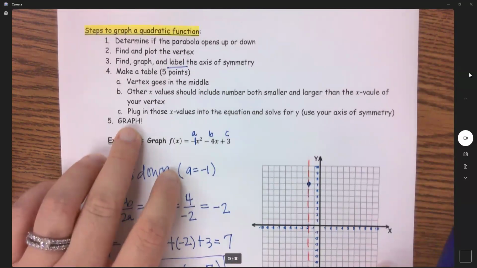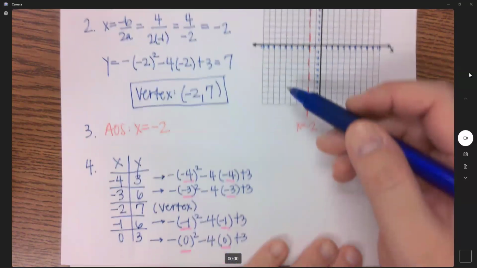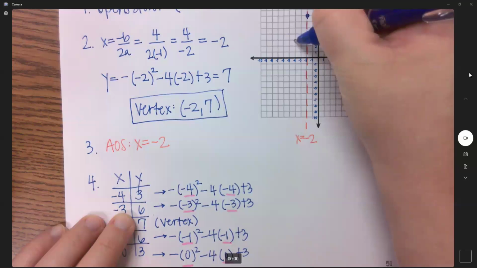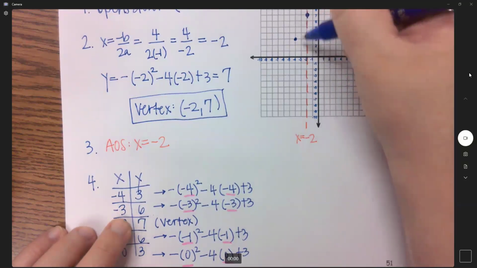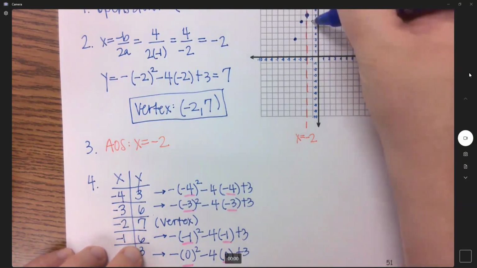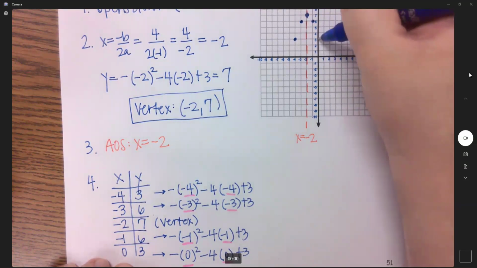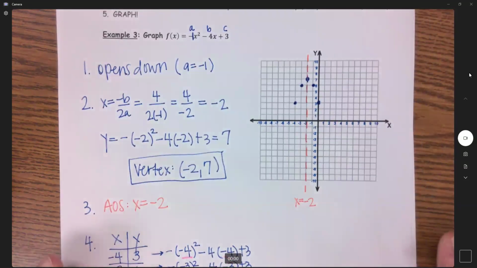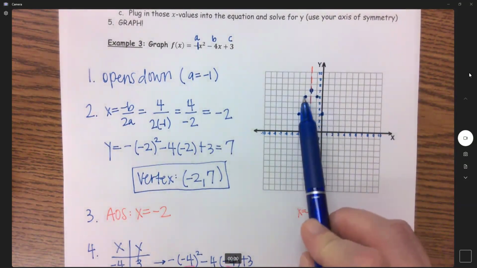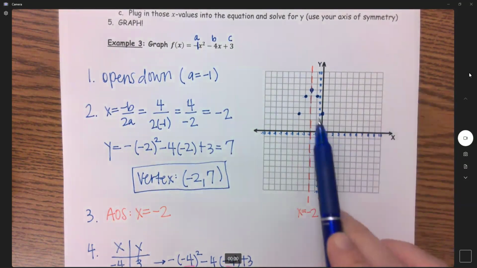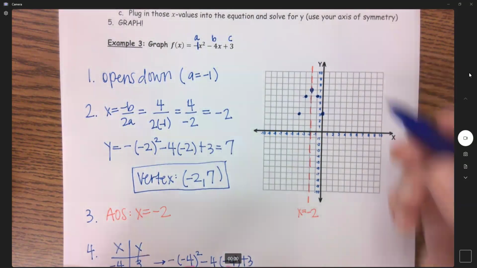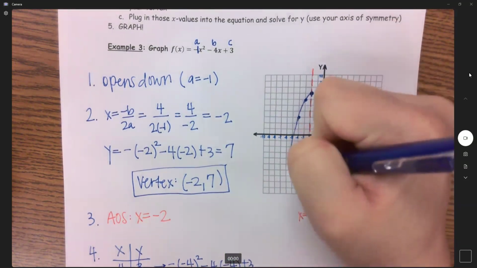So let's graph these real quickly and see what I mean by that. So we have -4, 3, -3, 6, -1, 6, and 0, 3. Okay, you can see here's my parabola. From that axis of symmetry, these points are both 1 unit away. They mirror each other. On this point here, these are both 2 units away from that axis of symmetry. And then you just graph.